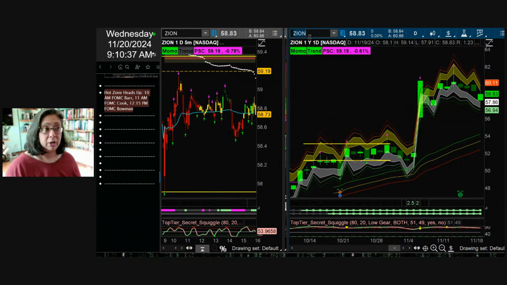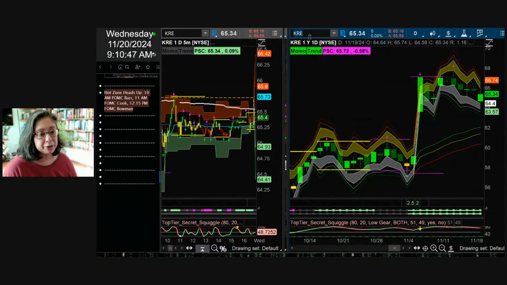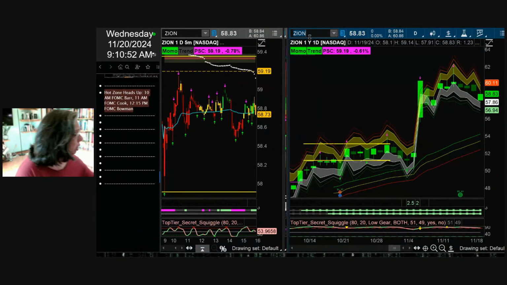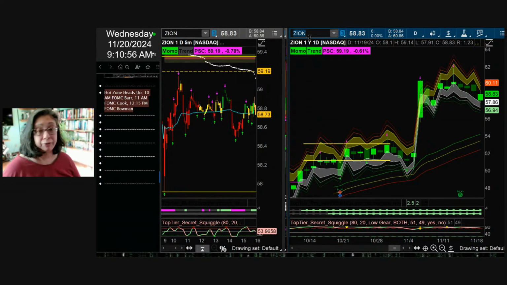Relative to each other, relative to the sector, relative to the importance within the indices. And if we focus on those kinds of names, and I look at something like KRE, you look at regional banks, you look at Zion, you look at the Russell, these are all really good names to focus on and look for a follow through.